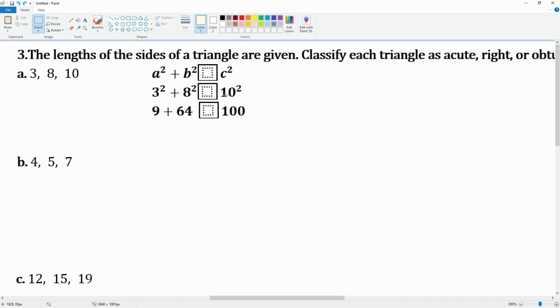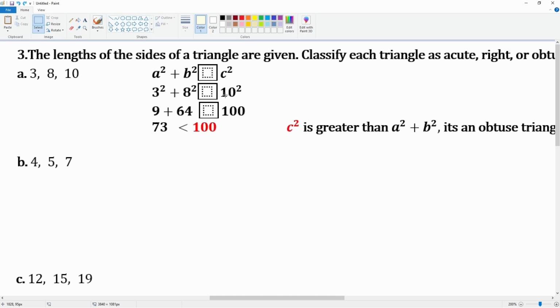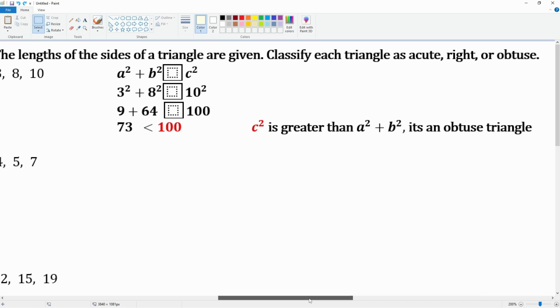Okay. Once you plug it in, you notice that 73 is less than 100. What you want to look at is actually the c squared value. Notice that here c squared is actually greater than a squared plus b squared because 100 is greater than 73, therefore making it an obtuse triangle.